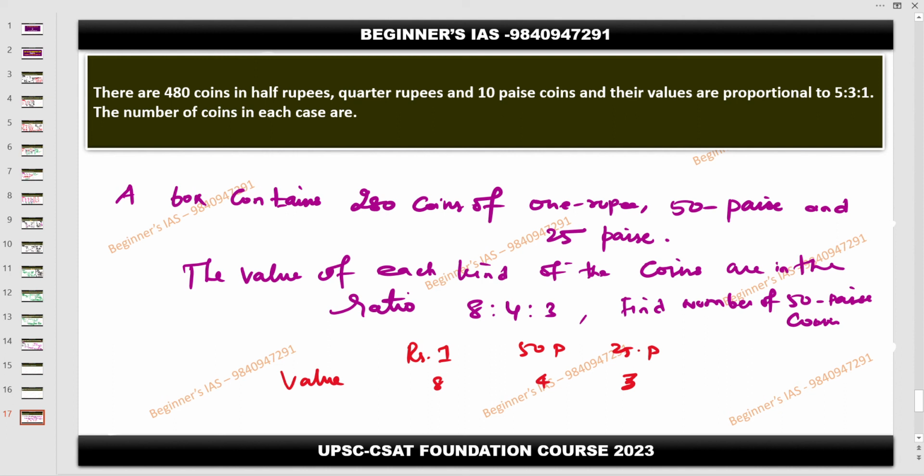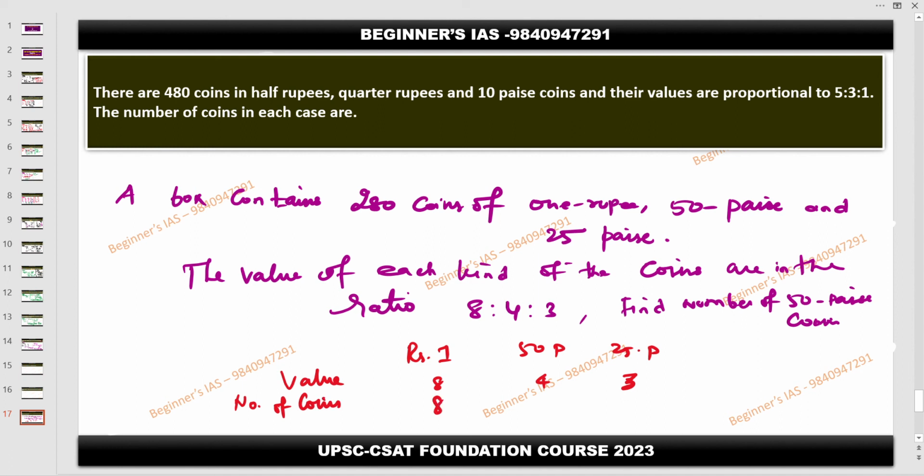So now, a box contains 280 coins of 1 rupee, then 50 paise, then 25 paise. The value of each of the coins are in the ratio. So according to the question, the value is nothing but 8:4:3. So then convert everything with respect to rupees first.